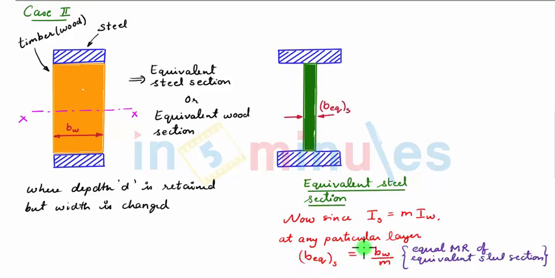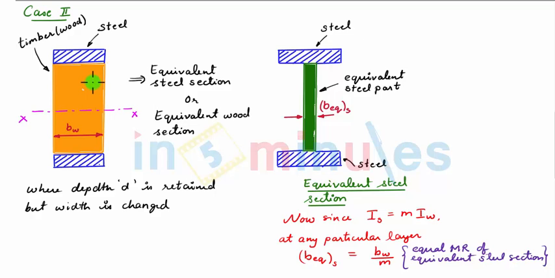So using this relation, we convert this composite section into an equivalent steel section where the depth is totally retained for the steel as well as the wood, whereas the width of the wood is reduced by an amount given by this relation, and this part becomes your equivalent steel part of this equivalent steel section. Now we can say that this much width of a steel section will have the same moment of resistance as this much width of wood section.